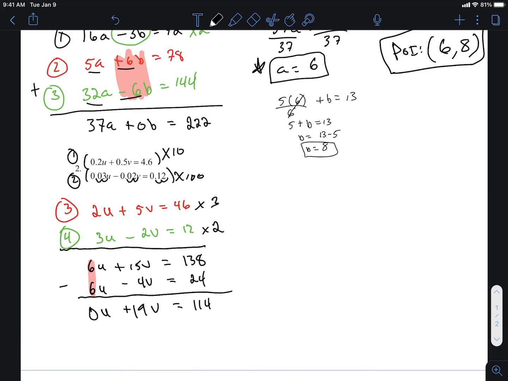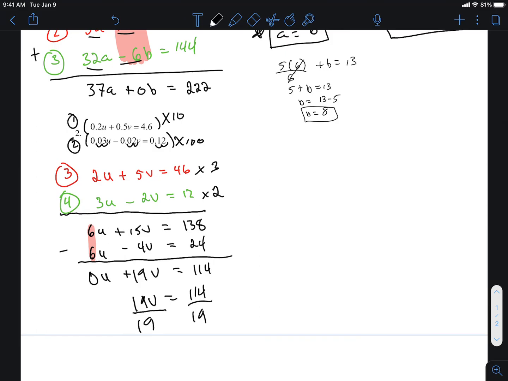So now I have 19v is equal to 114. I can divide both sides by 19. And what do I get for v? 6. Okay. What do I do with that? Does it matter? I have 6 equations on my page, right? Does it matter which of the 6 I plug it into? It doesn't. 3 of them match 3 of them, but it doesn't matter. You could plug it into any of those 6.